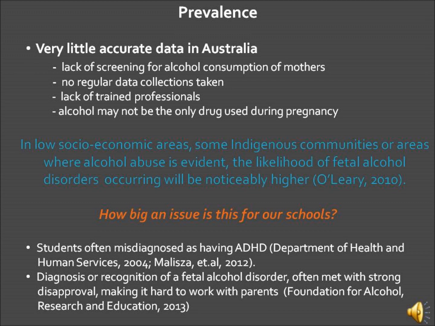In regards to James, his parents were told that he had a fetal alcohol disorder. However, he was diagnosed as having ADHD. This is not unusual, as hyperactivity displayed in individuals like James is similar to those found in those who have ADHD. This is quite a big issue for schools because if a misdiagnosis occurs, it will make it harder for schools to develop support strategies suited to the students' needs. To complicate matters further, a diagnosis or even a recognition of a fetal alcohol spectrum disorder is often met with strong disapproval by society towards the parents, which makes it extremely hard to work with parents.